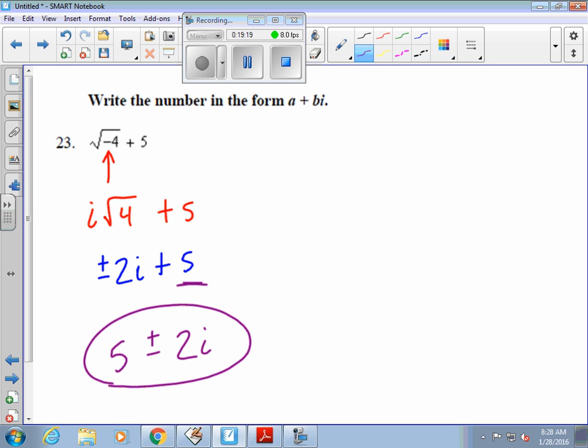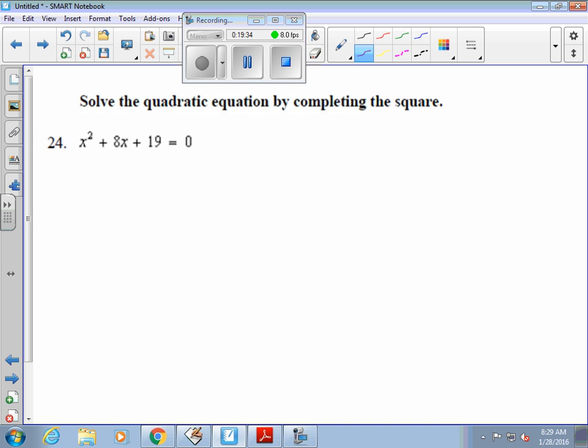And again, the reason it's plus or minus, a lot of y'all missed this on last week's test, is because it's the square root. That's an even number. It's both positive and negative to get to 2. Had it been an odd root like the cube root, it would only be 1.